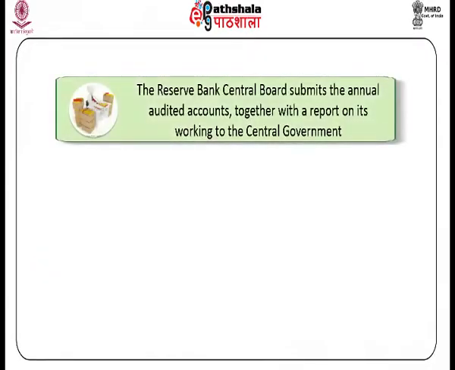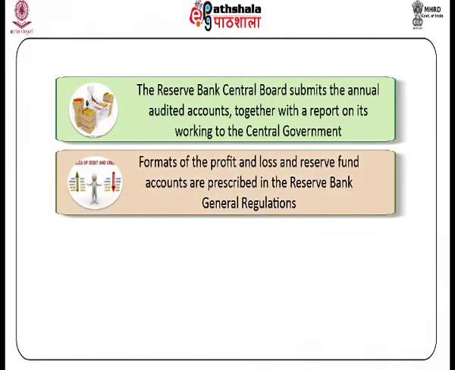The Reserve Bank Central Board submits the annual audited accounts together with a report on its working to the central government after due approval in its August meeting within 2 months of the end of the accounting year. The formats of the profit and loss and reserve fund accounts are prescribed in the Reserve Bank General Regulations.